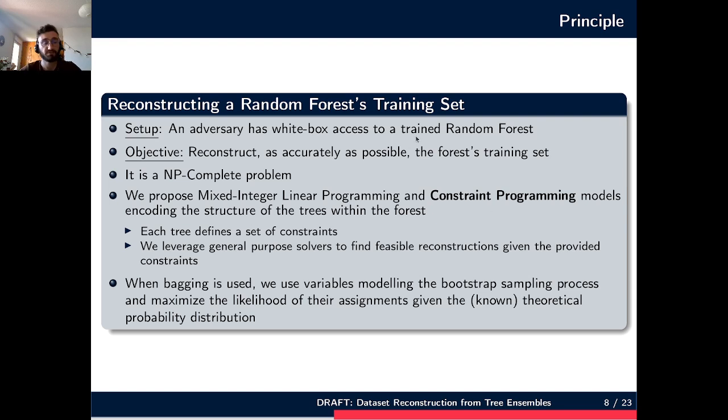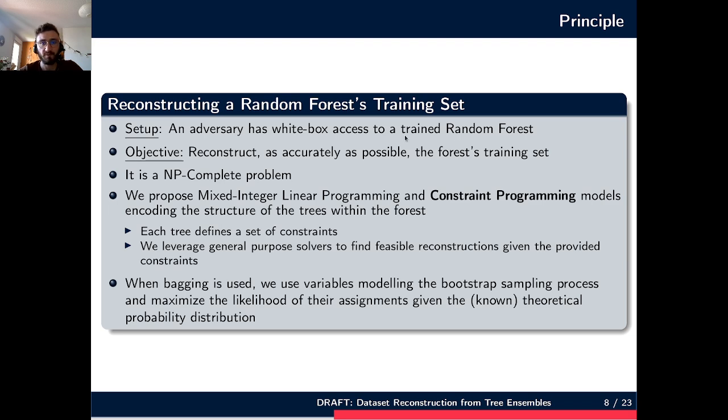We consider an adversary with white box access to a trained random forest, and the objective of this adversary is to reconstruct as accurately as possible the forest's training set. In our paper, we show that this reconstruction problem is NP-complete, so it is theoretically difficult. However, we propose to solve it using mathematical programming approaches, and in particular mixed integer linear programming and constraint programming models.